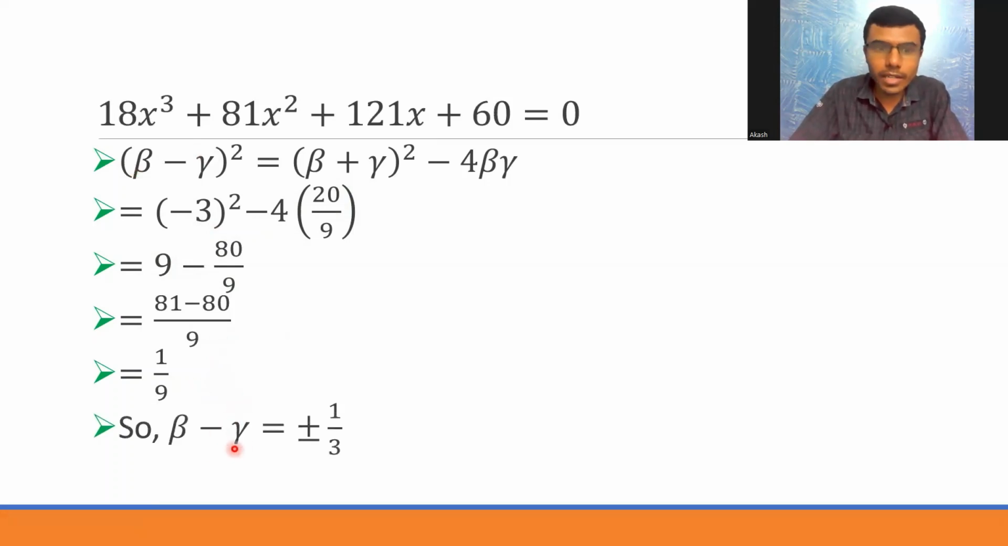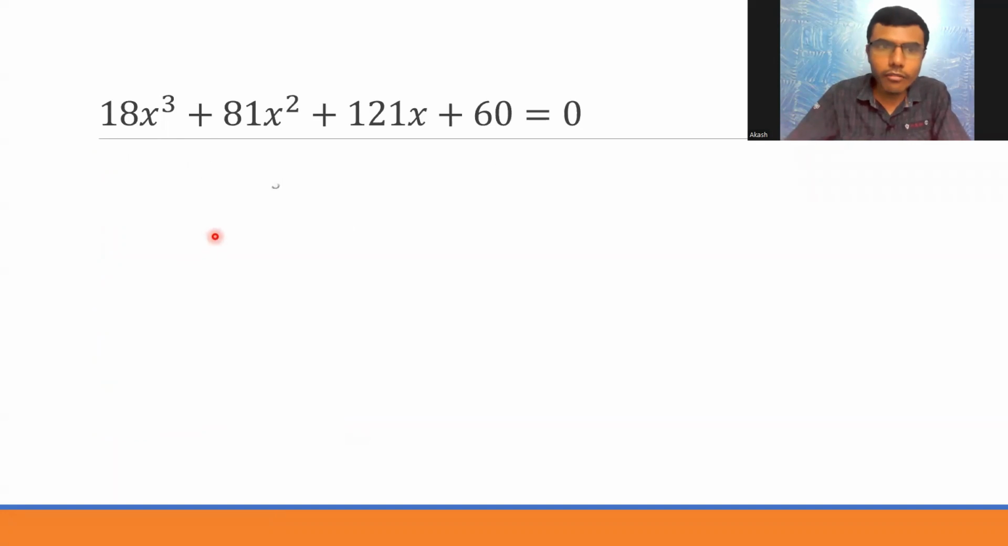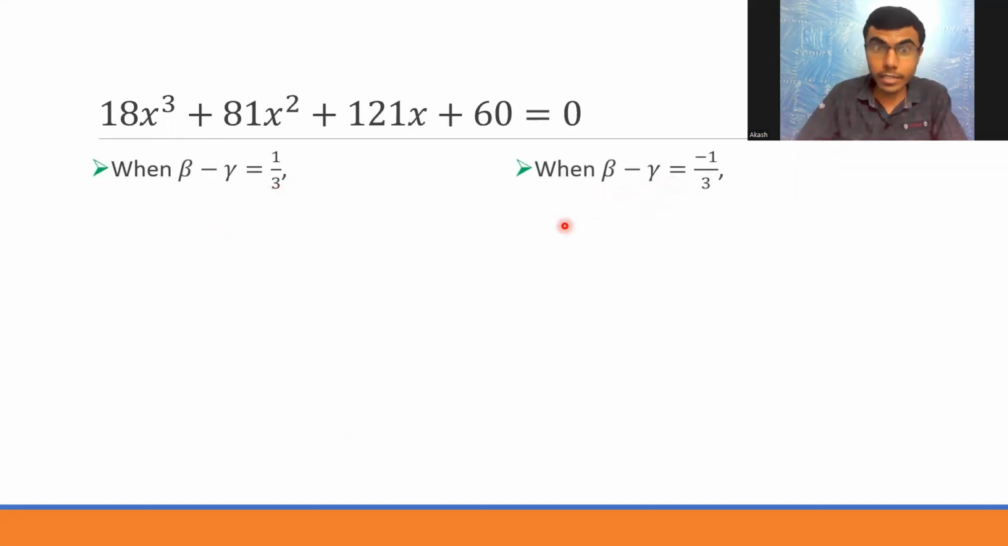And so beta minus gamma is going to be plus or minus 1 by 3, because 1 by 9 I can write as 1 by 3 whole square. So basically, beta minus gamma will ultimately come out as plus or minus 1 by 3. So I have two cases, okay? When beta minus gamma is 1 by 3 and when beta minus gamma is minus 1 by 3. I need to solve for both the cases.